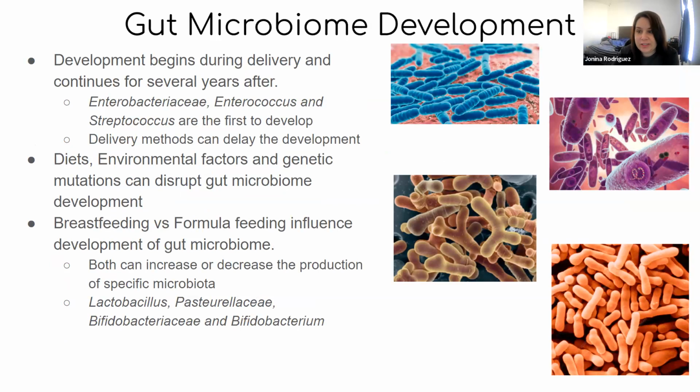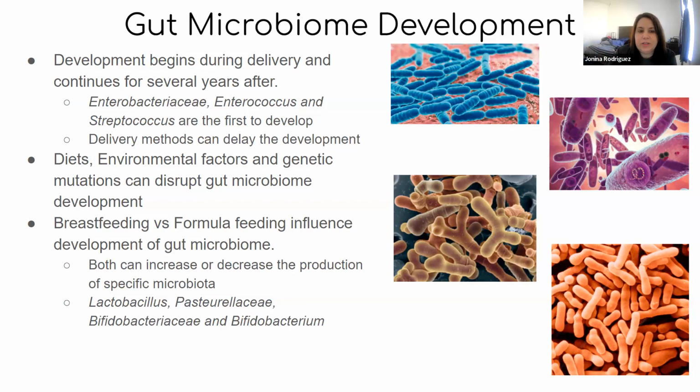Delivery methods can actually delay development. Once the baby enters the vaginal canal, it actually jumpstarts the development of the gut microbiome because you're going through a sterile environment to a non-sterile environment. So that can actually jumpstart our gut microbiome. But if babies are born via C-section, there's actually a delay because that gut microbiome can't start developing, which actually leads to more infants being sick. You see more diarrhea, you see less eating, just different types of health issues with these babies who are born via C-section.